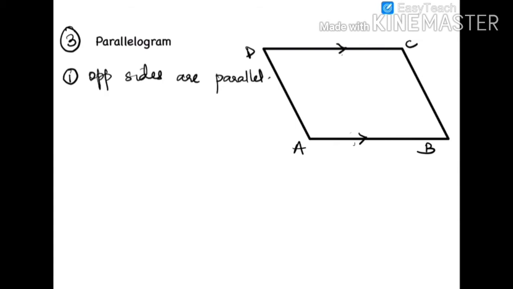The third type of quadrilateral is called a parallelogram. Why is it called a parallelogram? Because opposite sides in a parallelogram are parallel. So AB will be parallel to DC and AD will be parallel to CB.